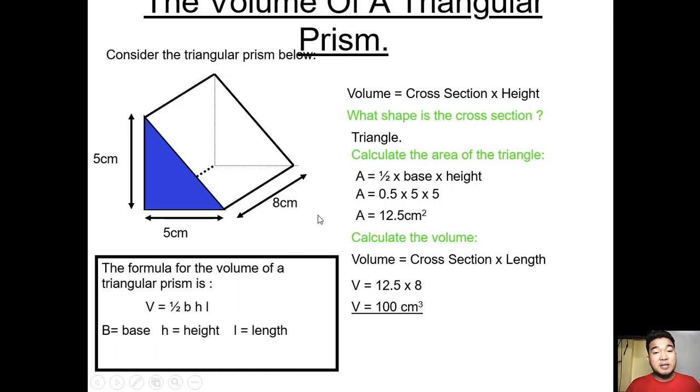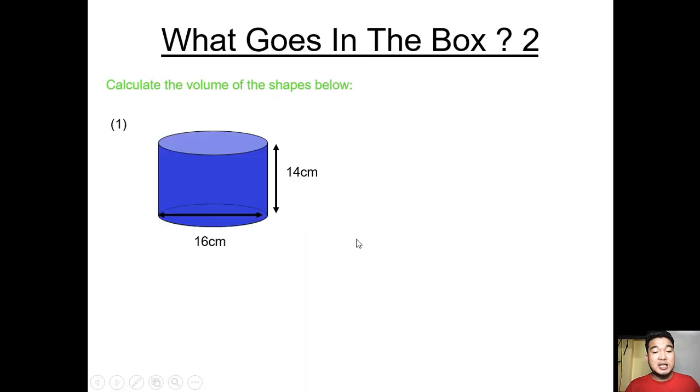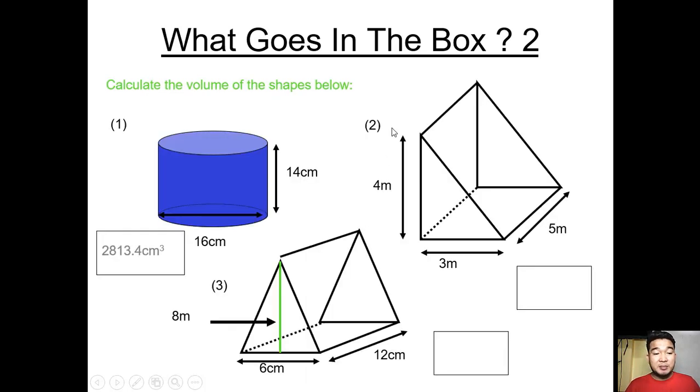Okay, so the formula in solving for the volume of a triangular prism is 1/2 of the base times the height times the length. So what goes in the box 2? Calculate the volume of the shapes below. This is a cylinder. Number 2, this is a triangular prism. And number 3, this is triangular prism and another triangular prism.